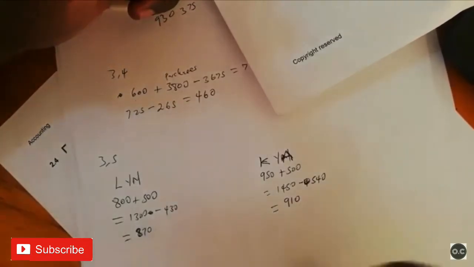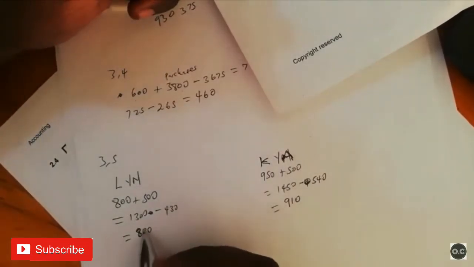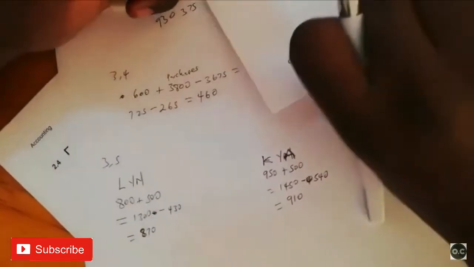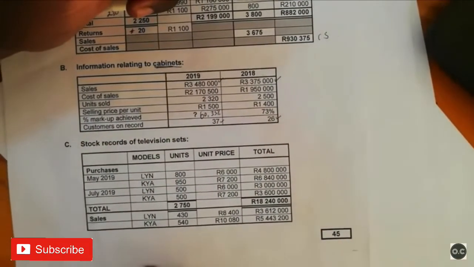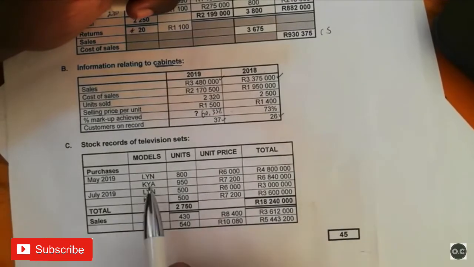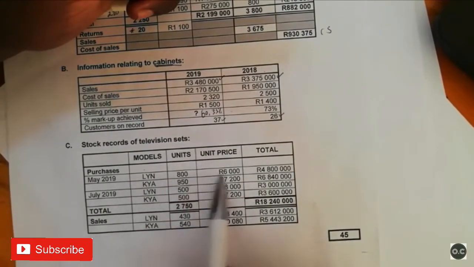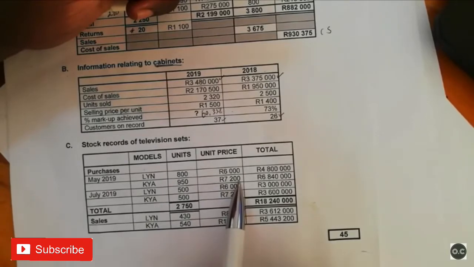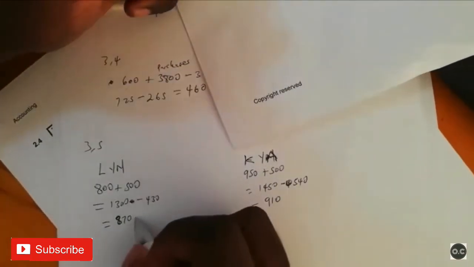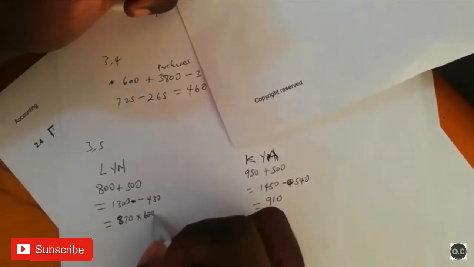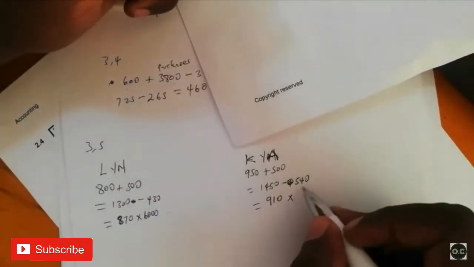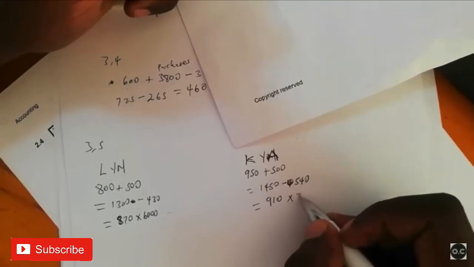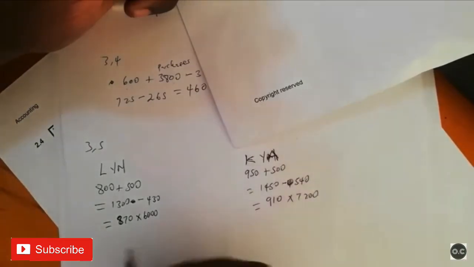Great. Beautiful. So then you can value this stuff, right? You just need to look at how much each model costs. The LYN model costs 6,000. The KYA model costs 7,200. Then there you go. You can value your stock. LYN 6,000. This one KYA 7,200.